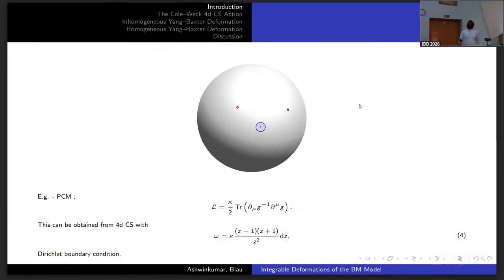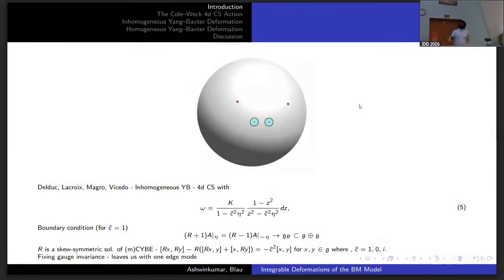So for the PCM, you have a single double pole and 2 zeros. At the zeros, of course, you have some singular gauge field behavior, while at the pole, you impose a Dirichlet boundary condition. And then you can derive from the 4D Chern-Simons theory precisely the principal chiral model action. The best known deformation of this would perhaps be the Yang-Baxter sigma model. This was shown by Delduc et al.